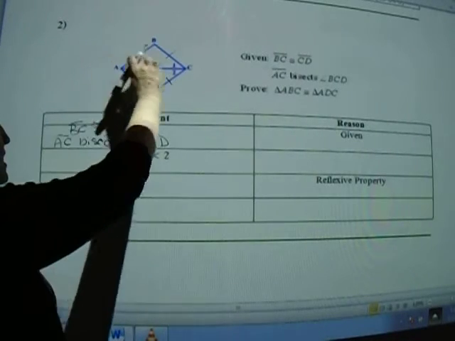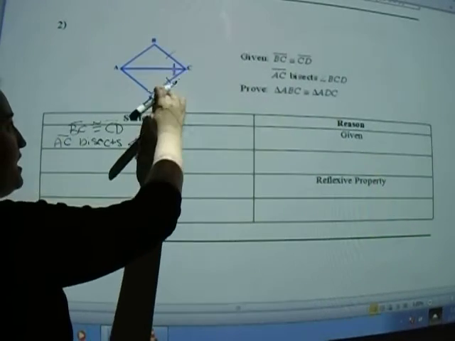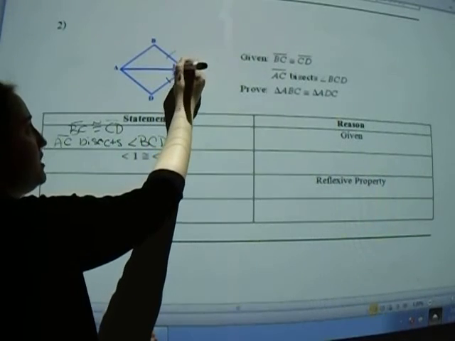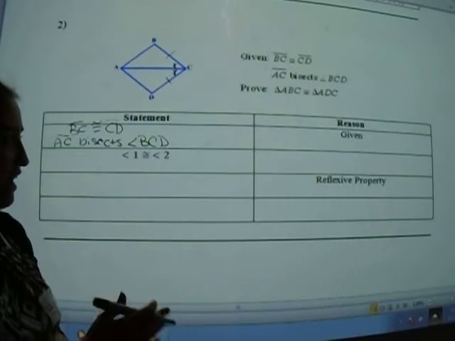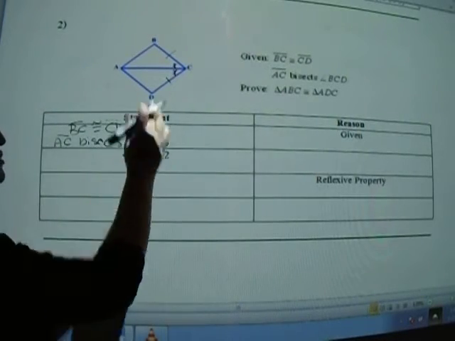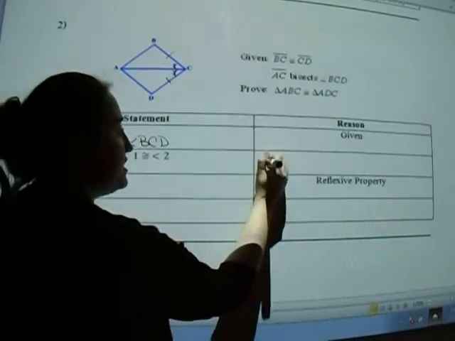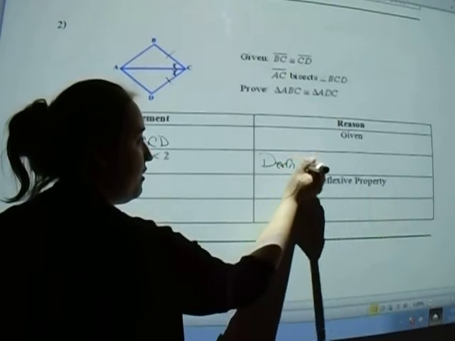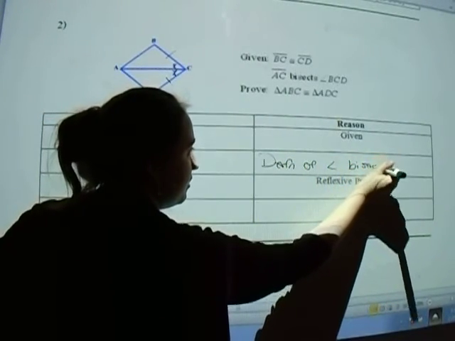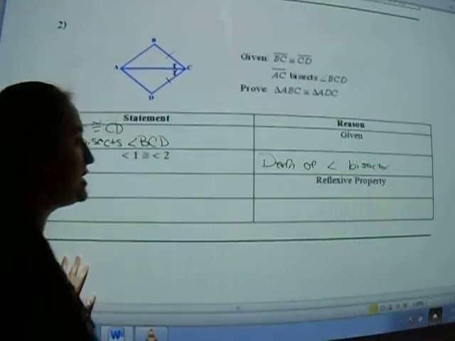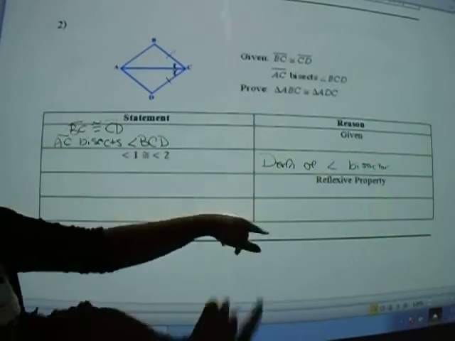So since AC bisects this angle, these have to be congruent, right? Because the definition of a bisector is it divides the angle in half. So angle 1 is congruent to angle 2 because of the definition of an angle bisector, like we just talked about. We're told the next one is the reflexive property.